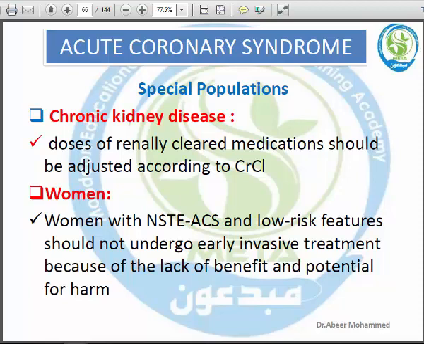In case of women, the guidelines in case of women with non-ST elevation acute coronary syndrome and low risk features, the guidelines prefer ischemia guided rather than invasive treatment.